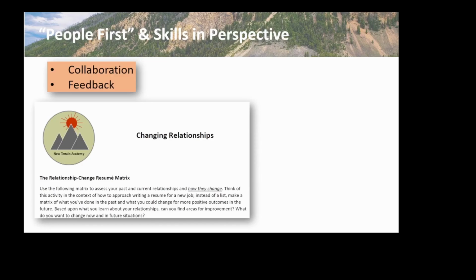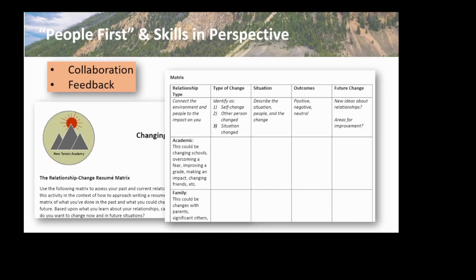So you may want to go back to the lesson on relationships and pull out that relationship change resume matrix, look at that matrix, and figure out how some of these changes in relationships, especially the future changes, new ideas about relationships, areas for improvement, how those can also be related to your skills, how those can wrap the skills in with these 2 tenets of professional practice that relate to people.